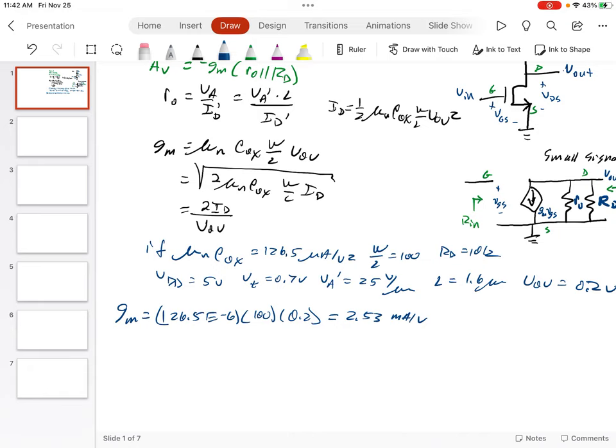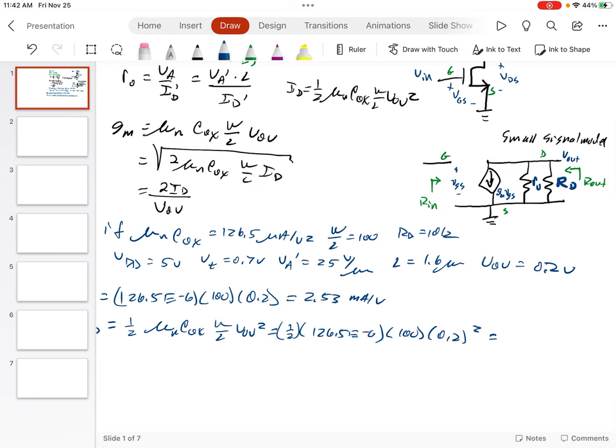Now you could use the other equations, but I just think it's unnecessary trouble, although in this case we do have to find I naught, ID. So if we use the 1/2 saturation equation, mu n C ox W over L times V overdrive squared, and put the numbers in, 126.5 e to the minus 6 times 100 times 0.2 squared, we get 253 microamps.